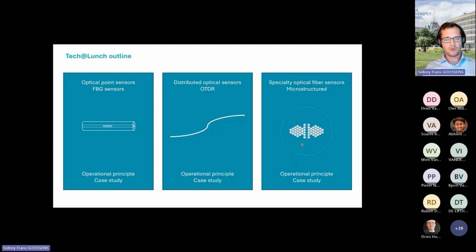Now, in this Tech at Lunch session, I have three topics prepared. First of all, I want to talk about these point sensors, more specifically the FBG sensors, how they work, and we'll discuss two case studies. Second, I want to discuss the fully distributed optical fiber sensors, more specifically optical time domain reflectometry, and there we will look at how the whole length of the optical fiber is working as a sensor. And also there I have two case studies prepared. And lastly, I want to discuss specialty optical fiber sensors, more specifically microstructured optical fibers. And also there the operational principle and a case study will be elaborated on.